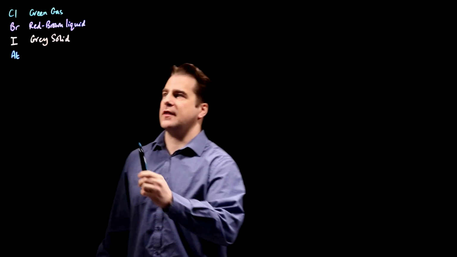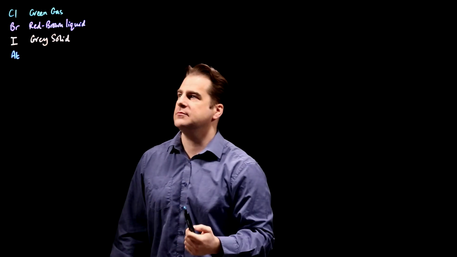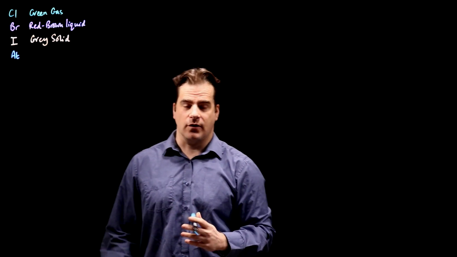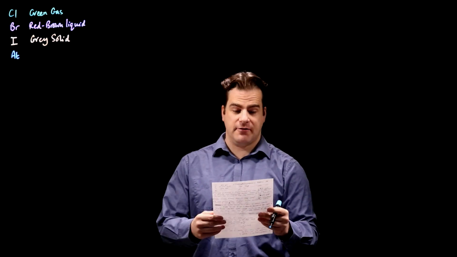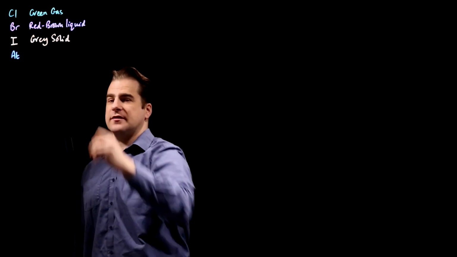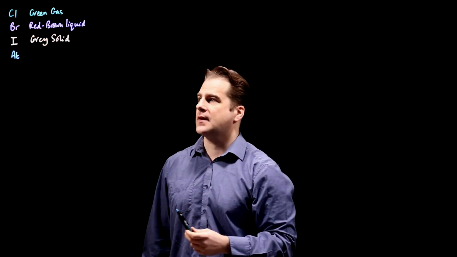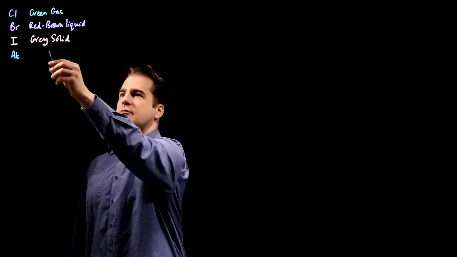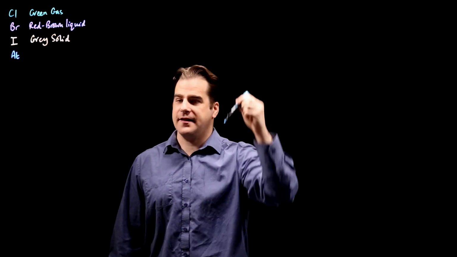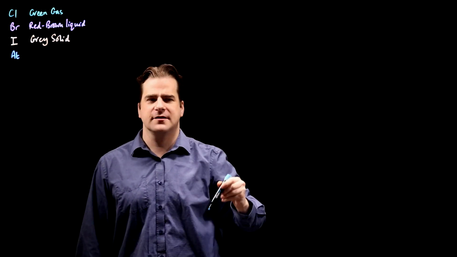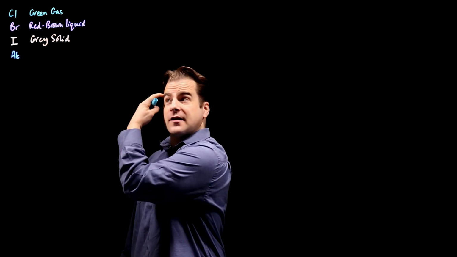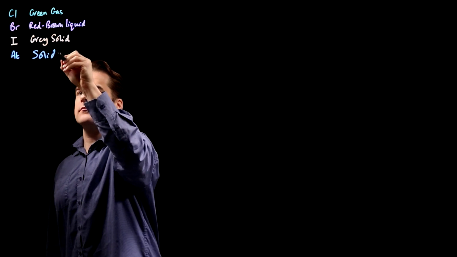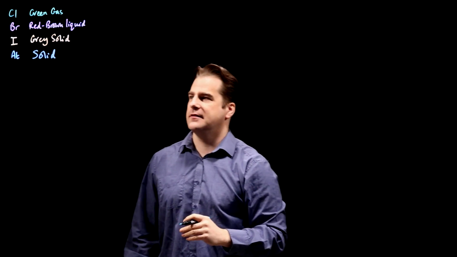Okay, we're told that chlorine at room temperature is a green gas, bromine is a red-brown liquid, and iodine is a grey solid. And we have to predict the appearance of astatine, which is the next one down in group 7, the halogens. Chlorine is a gas, bromine is a liquid, iodine is a solid. They're getting more solid, if you like, as you go down. So, pretty safe bet, it's going to be a solid. AT is astatine, by the way.